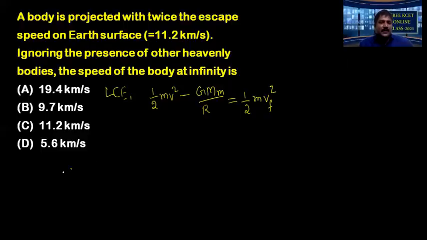Let me put a small diagram. From the Earth's surface, the body is projected like this with velocity v, and it goes to infinity, where the velocity is vf. The mass of Earth is capital M, the mass of the body projected is small m, and the radius of the Earth is r. The velocity of projection v is double the escape velocity. Now we can see small m throughout the equation can be cancelled.